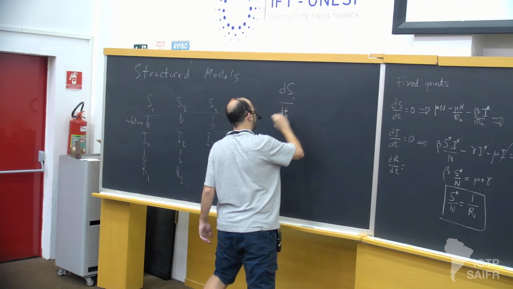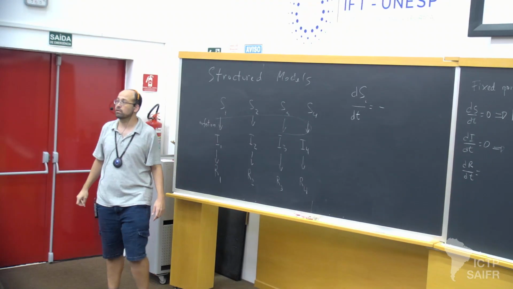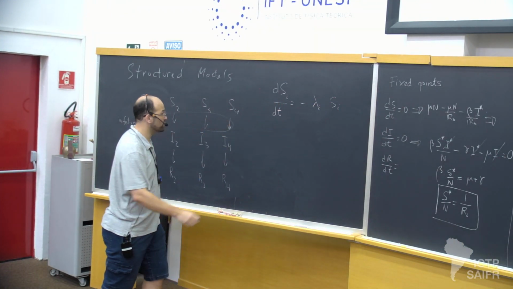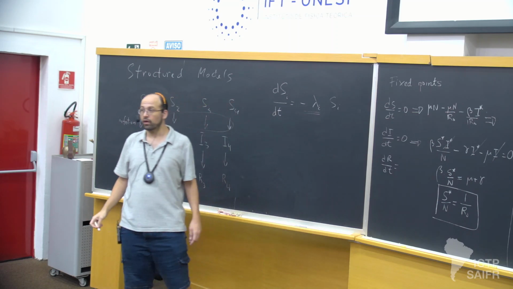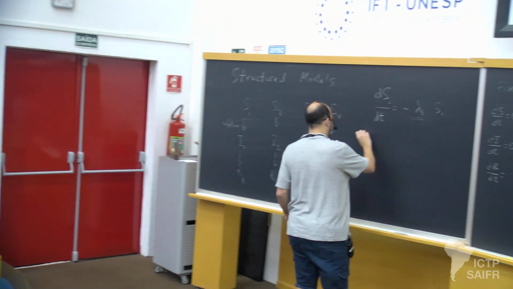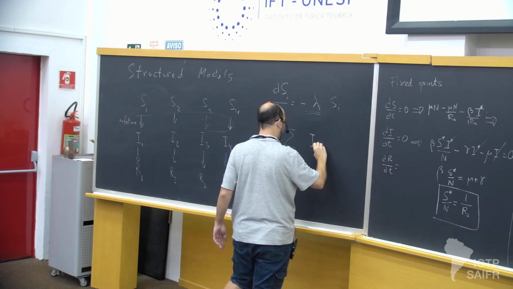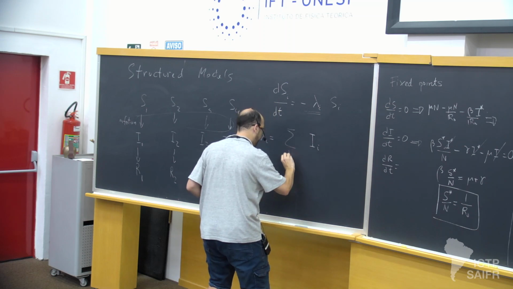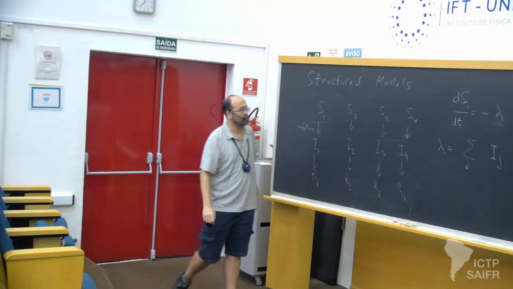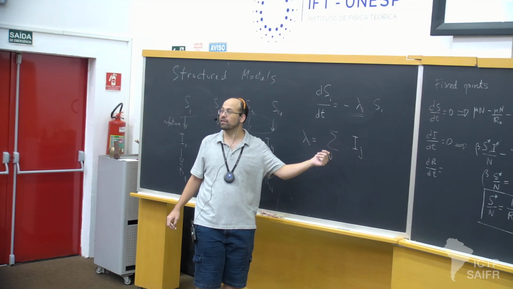dS_i/dt is going to be minus something that I'm going to call the force of infection, that is lambda_i S_i. And this force of infection has contributions from all of the other classes. So what is going to be lambda_i? Lambda_i has to sum the infectious individuals I_j, the infectious individuals of all the other classes. What else is missing here? I need to divide by N and multiply by beta.